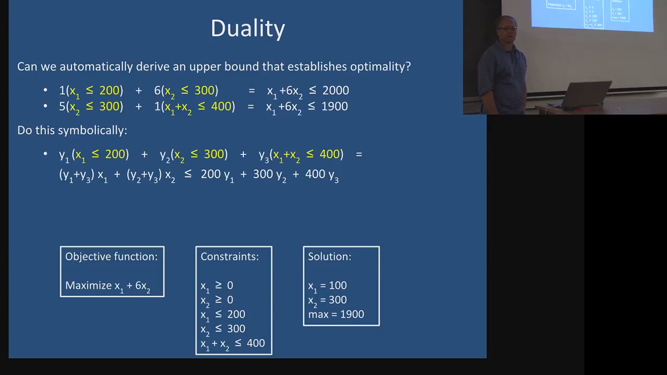Yeah. So we want y1 plus y3 to equal 1 and y2 plus y3 to equal 6. Right. We want this right here to look like the objective function, x1 plus 6x2. Up there, we chose 1 and 6 so that we would get x1 plus 6x2 on the left-hand side of the inequality. Right there, we use 5 and 1 for the same reason. So we get x1 plus 6x2 on the left-hand side. So we want y1 plus y3 to be equal to 1. And we want y2 plus y3 to be equal to 6.